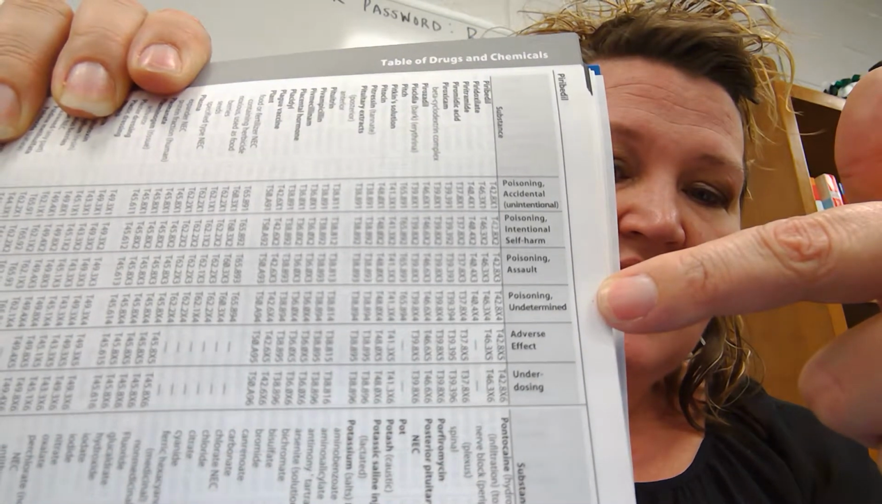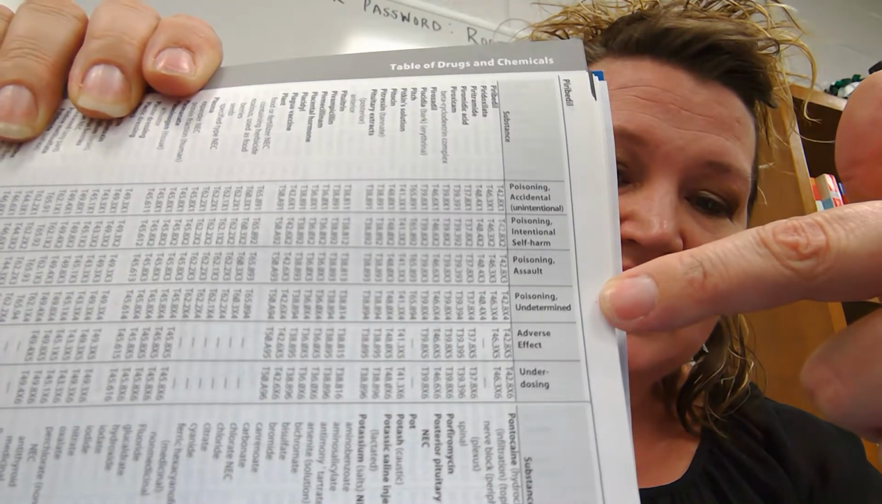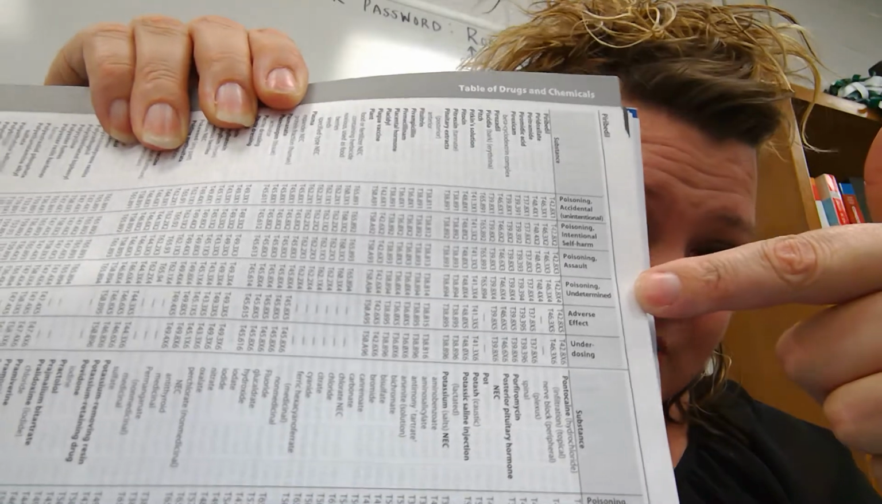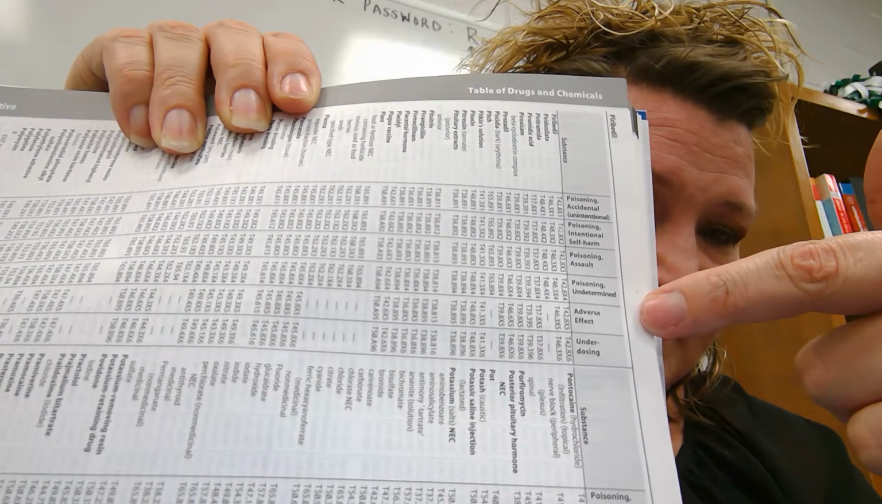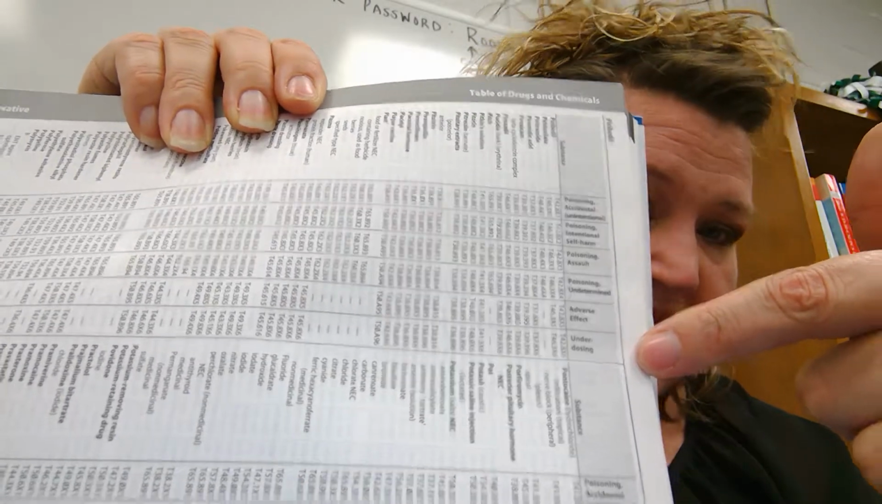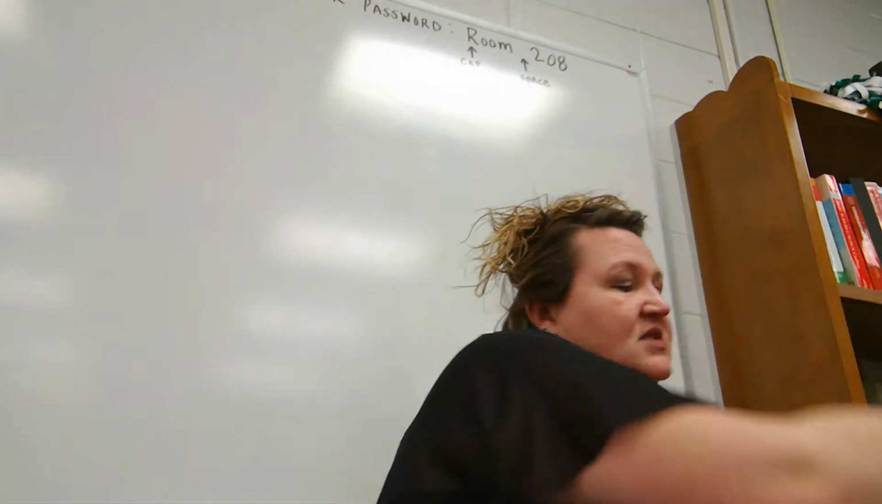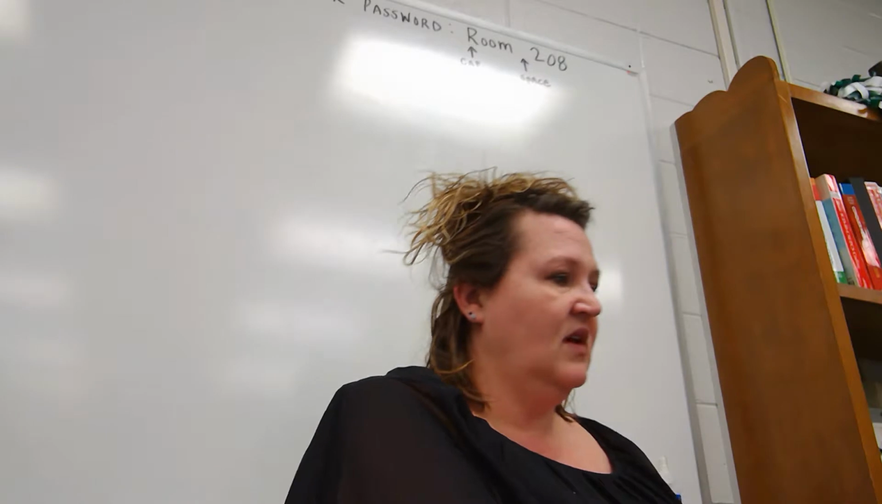You have poisoning undetermined. So we're not really sure if it was self-harm or it was poisoning. We have adverse effects and we have underdosing. All right, so let's talk about those.